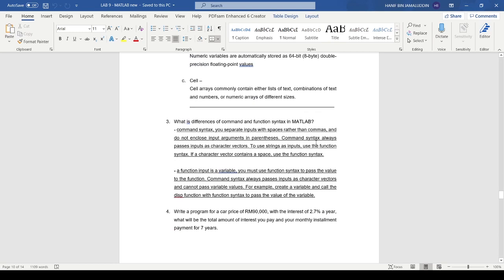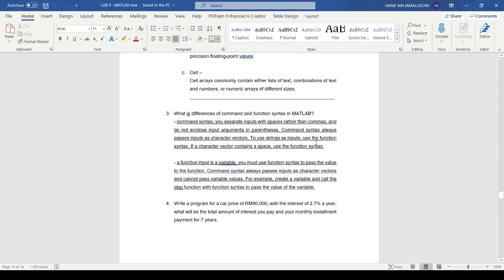Question number 3. What is the difference of command and function syntax in MATLAB? For command syntax, you separate inputs with spaces rather than commas, and do not enclose input arguments in parentheses. Command syntax always passes inputs as character vectors. To use strings as inputs, use the function syntax. If a character vector contains a space, use the function syntax.